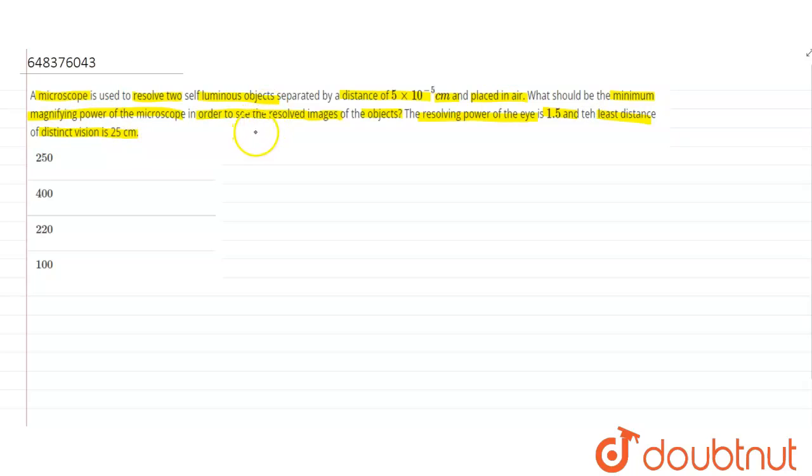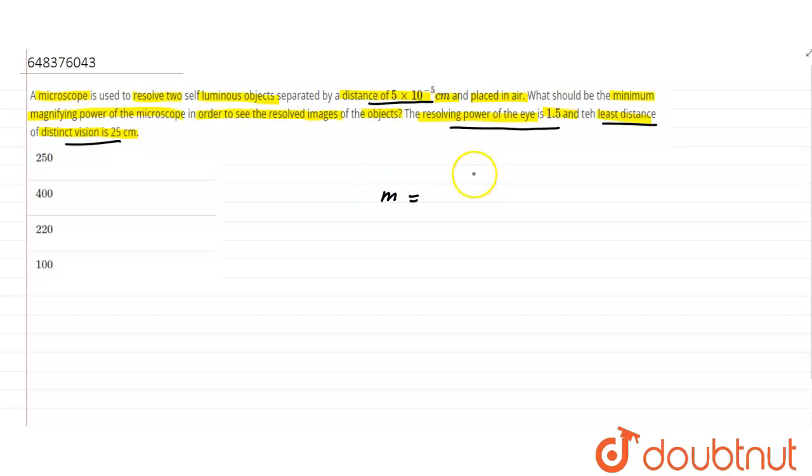So here the microscope resolves two self-luminous objects separated by the distance, which is also given. Then the resolving power of the eye is also given. Then the least distance of distinct vision is also given.